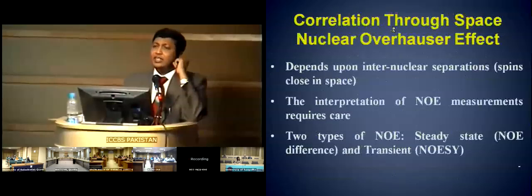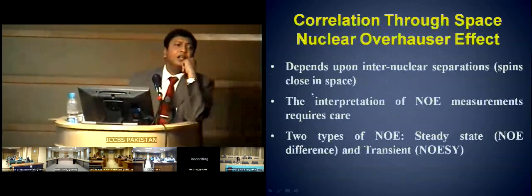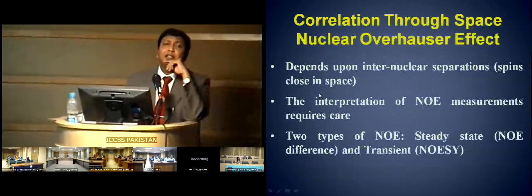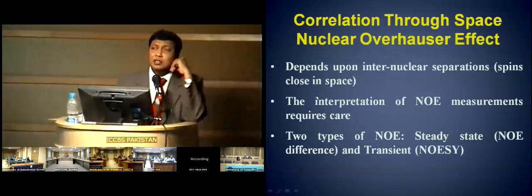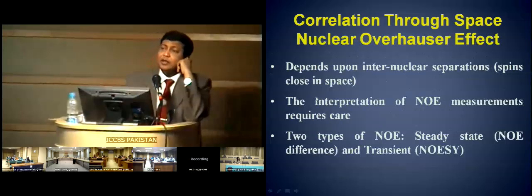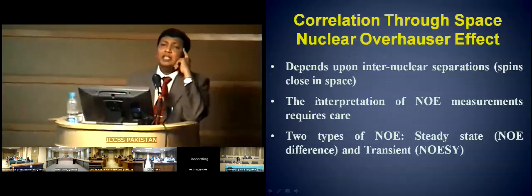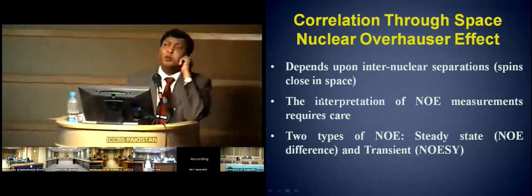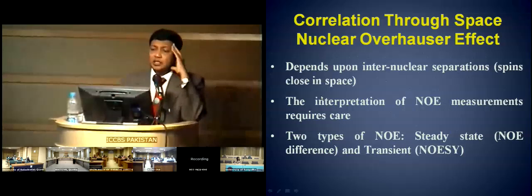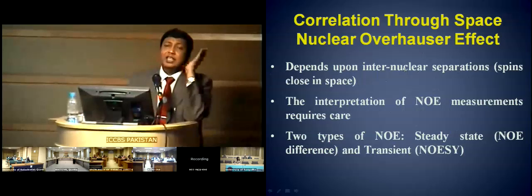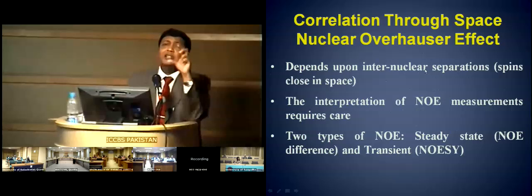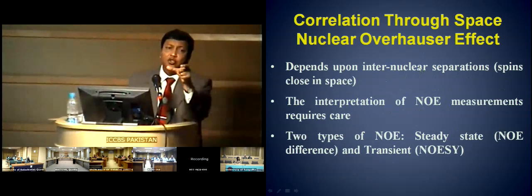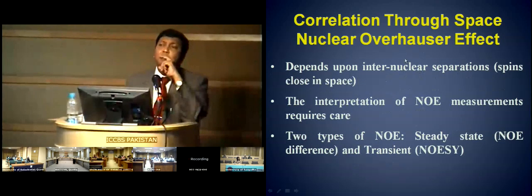Okay, it depends on internuclear separation. It is not a scalar coupling. Remember scalar coupling, TOCSY: even if you have a chain of 100 carbons in a spin system, you would be able to see the interaction of all the protons within the spin system. NOE, however, depends on the distance between two geometrically close protons.